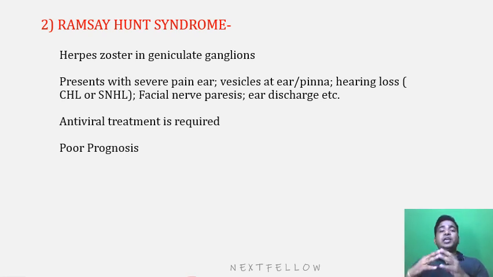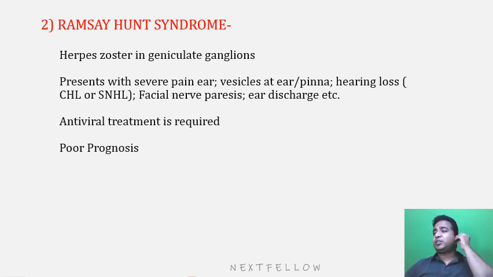So what are the symptoms? The patient will have severe pain in the ear with minor vesicles at the ear or pinna. And there will be hearing loss. Hearing loss in herpes zoster oticus or Ramsay-Hunt syndrome may be conductive or sensory neural. Why sensory neural? Because herpes zoster may affect the inner ear, the cochlea or the auditory nerve. There may be facial nerve paralysis because it directly affects the facial nerve, and there will be profuse ear discharge which will not get relieved by antibiotics.